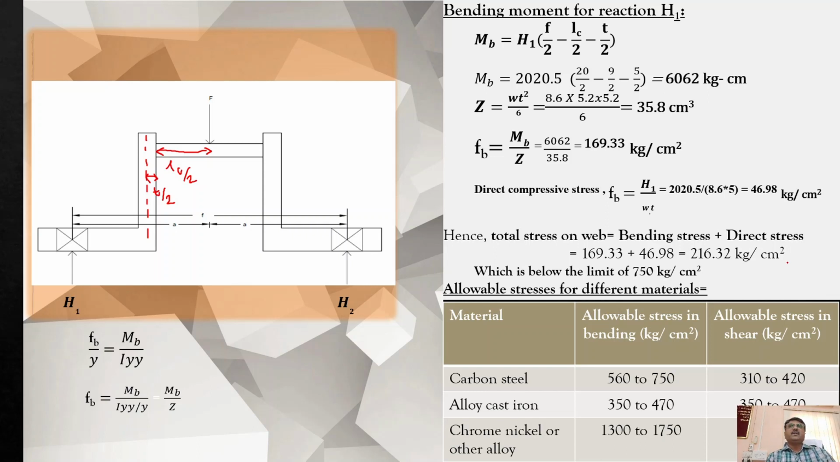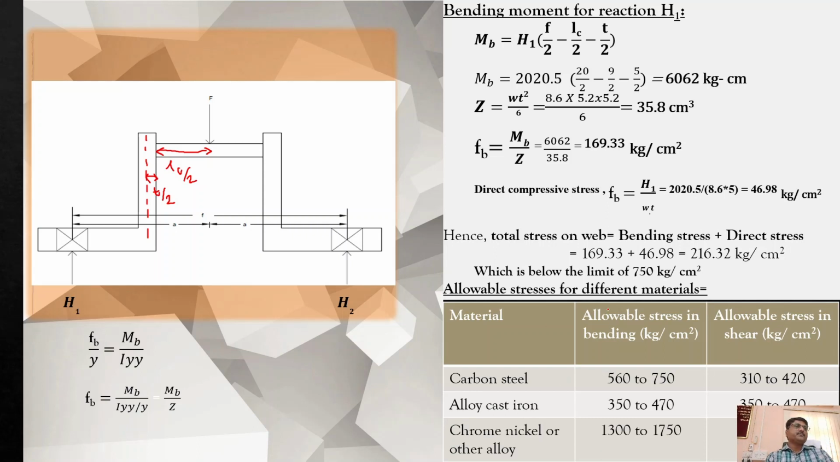And the SAE limit, meaning the allowable stress for carbon steel, is 750 kg per centimeter square. So the induced stress in bending as well as compressive loading is quite less than the allowable value, so the design is safe.